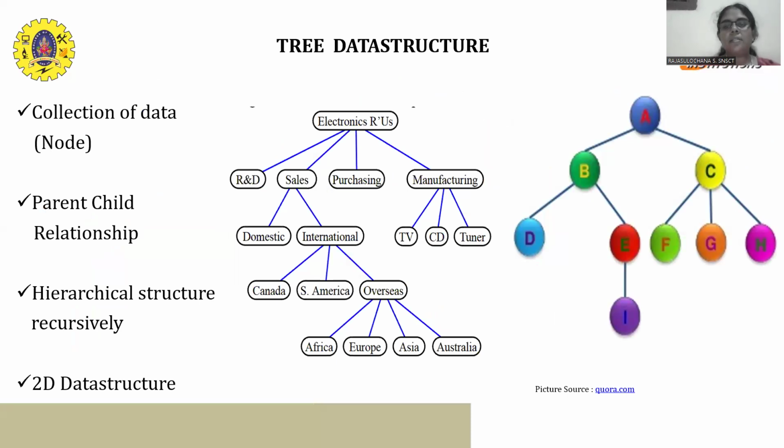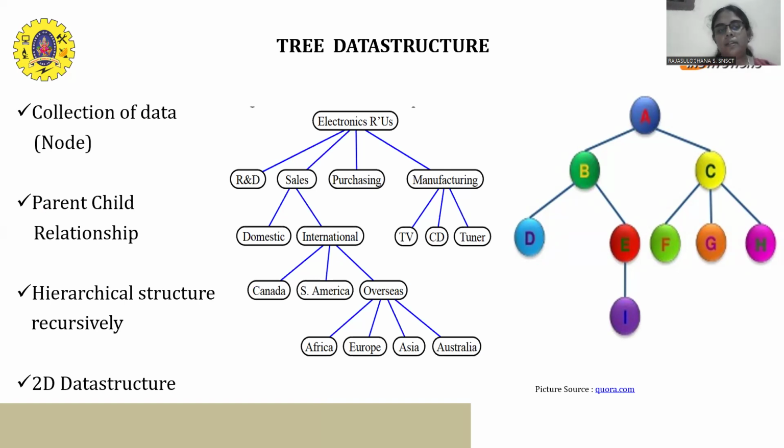So here, this is your tree data structure. Here your root is Electronic RUs. In the other figure, your root is A, and the leaf nodes are R&D, Canada, Africa, Domestic, Europe, Asia, Australia, TV, CD, and Tune. All these are your leaf nodes. So what does the leaf node mean? That marks the end of that particular branch. After the leaf, we will not have any other nodes.